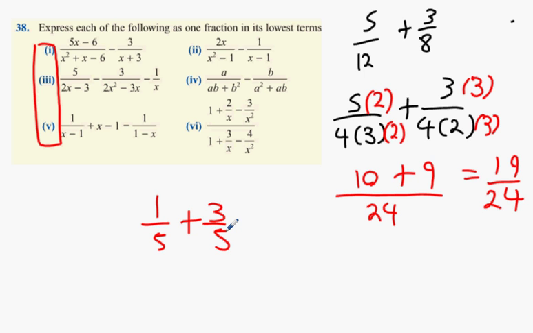1/5 plus 3/5 is 4/5. You didn't add the 5s. So with subtraction and adding, they merge into one denominator. If that was multiplication, it'd be 5 by 5 to get 25.